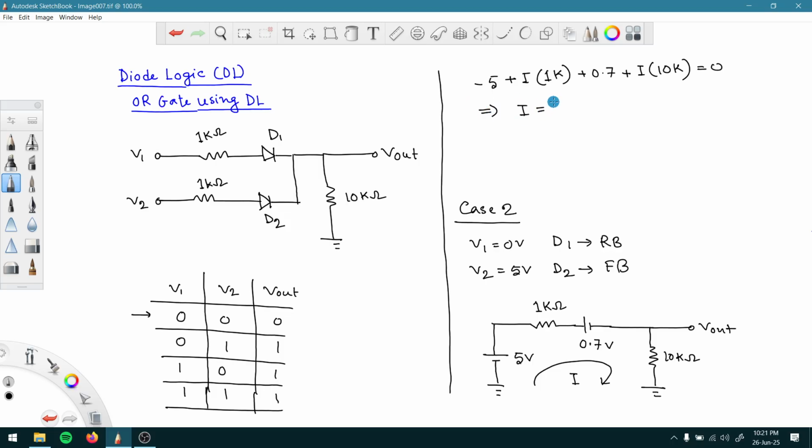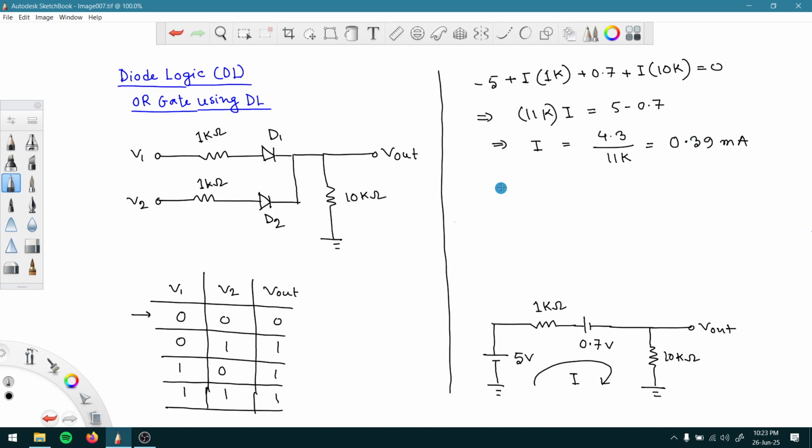From that we have to find out the value of I. So we have 11k multiplied with I, and all the other things can go to the other side. Then we are going to get the value of I. I should be equal to 4.3 divided by 11k ohm, right? Which should be equal to 0.39 milliampere, right? This is the amount of current. If we got that value, now we can find out the value of V out.